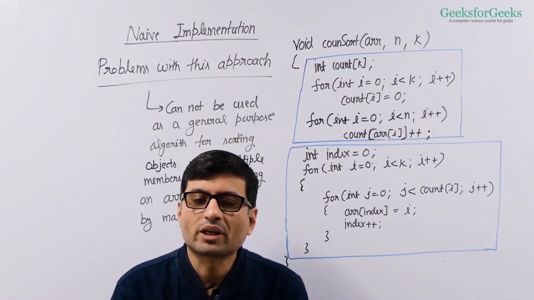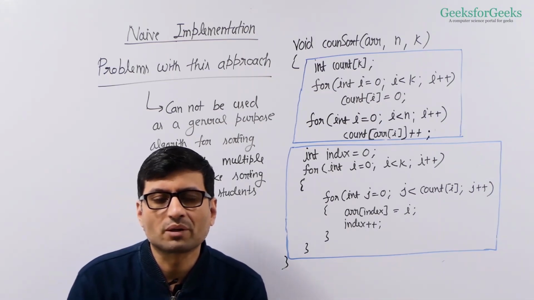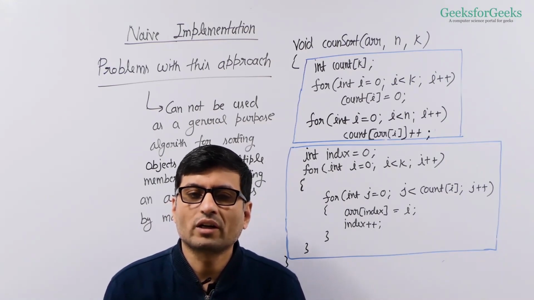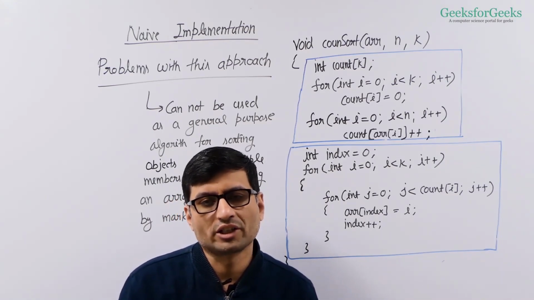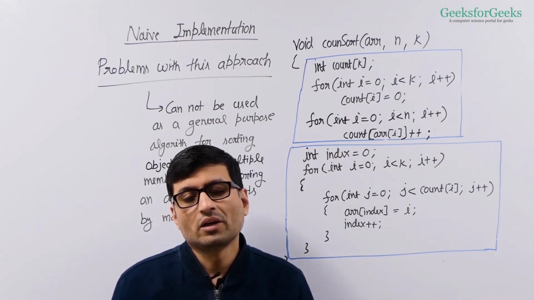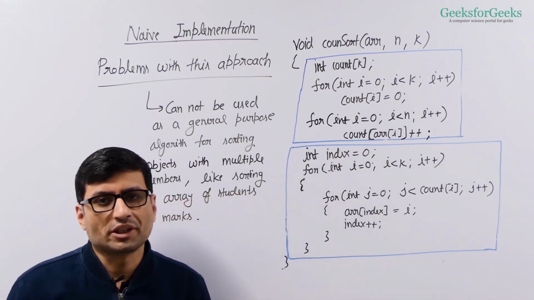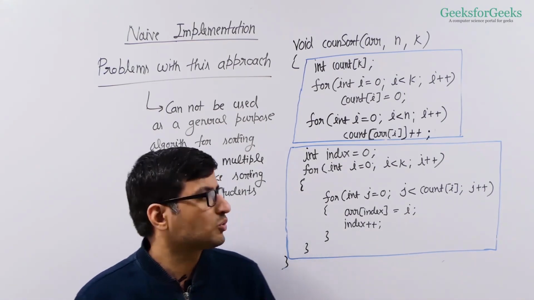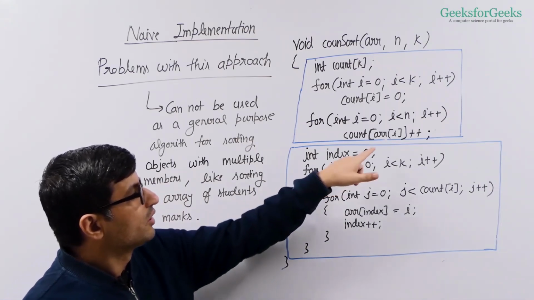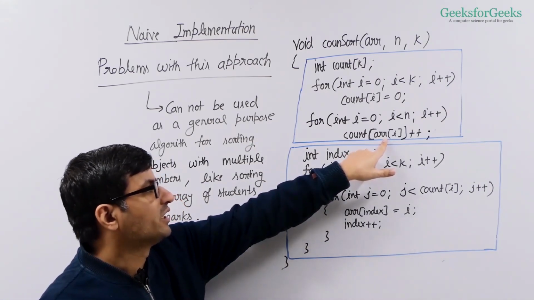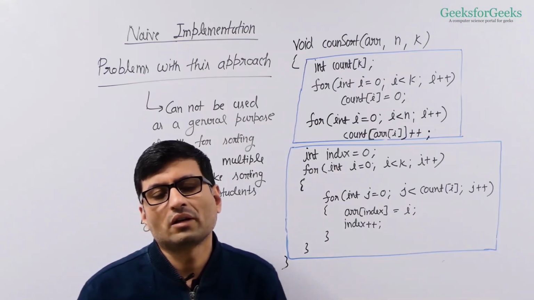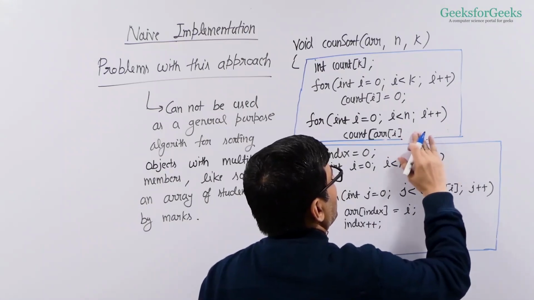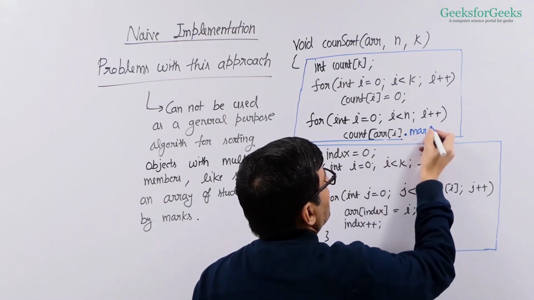It's fast, but it cannot be used as a general purpose sorting algorithm. It can only be used when you have an integer array or an array of items which are integral, like short integers or characters. It cannot be used for sorting objects, for example, sorting an array of students by their marks. Because what happens in this solution is, you are going to use array I as an index. So say you use marks as an index.